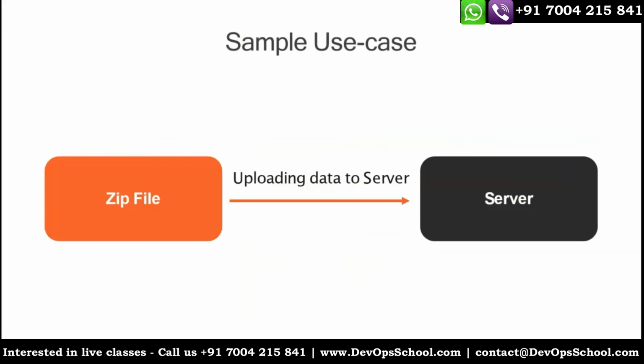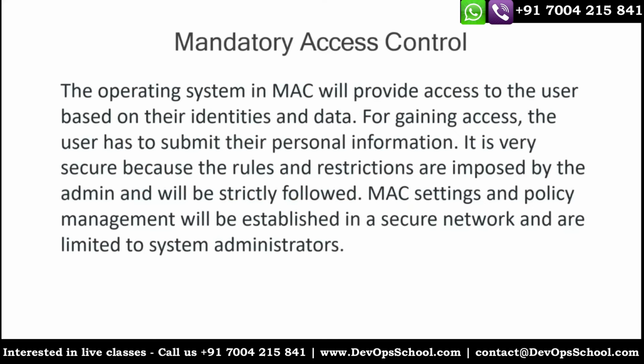Okay, so let's say an example use case: you have a zip file and you want to upload the data zip file to the server. If you are the owner of this file and you have access to upload the file, then basically you can do anything with the zip file, like read, write, execute. That is the DAC process.